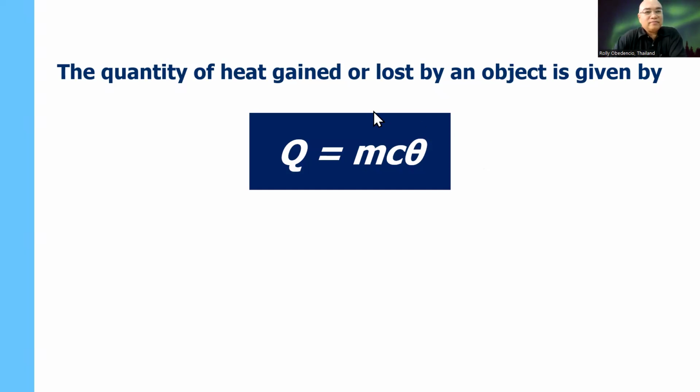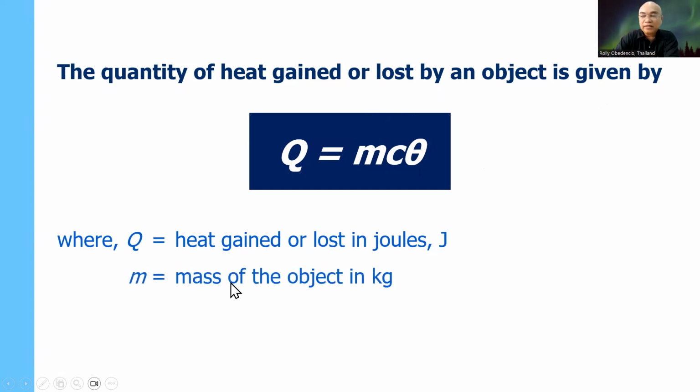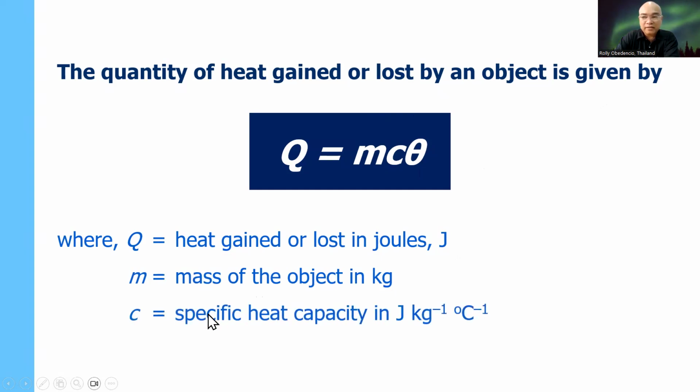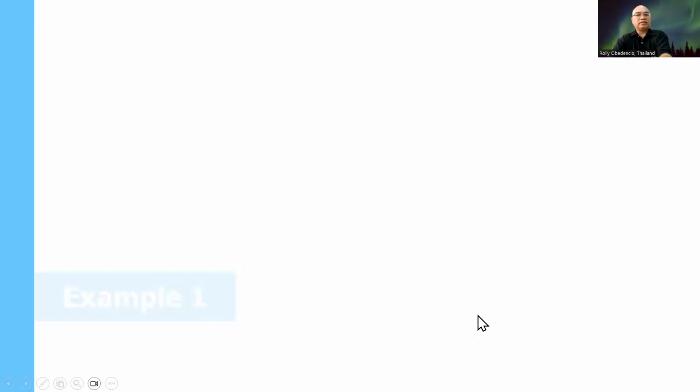Now, let's talk about the quantity of heat gained or lost by an object, which is given by Q equals mc theta, where Q equals heat gained or lost in joules, m equals mass of the object in kilograms, and small letter c is specific heat capacity in joules per kilogram per degree Celsius.